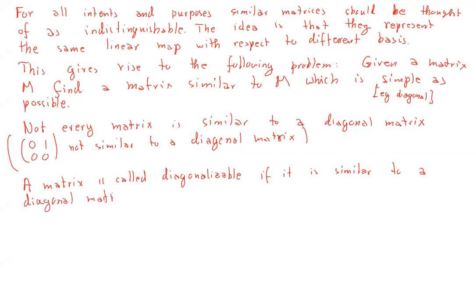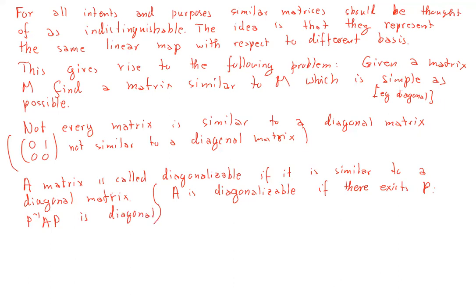As we're going to find out, many interesting matrices in several instances are indeed diagonalizable. So A is diagonalizable if there exists a matrix P so that P to the negative 1 AP is diagonal. And therein lies the essence of the last problem from the homework for Wednesday. Look at the homework for Wednesday.